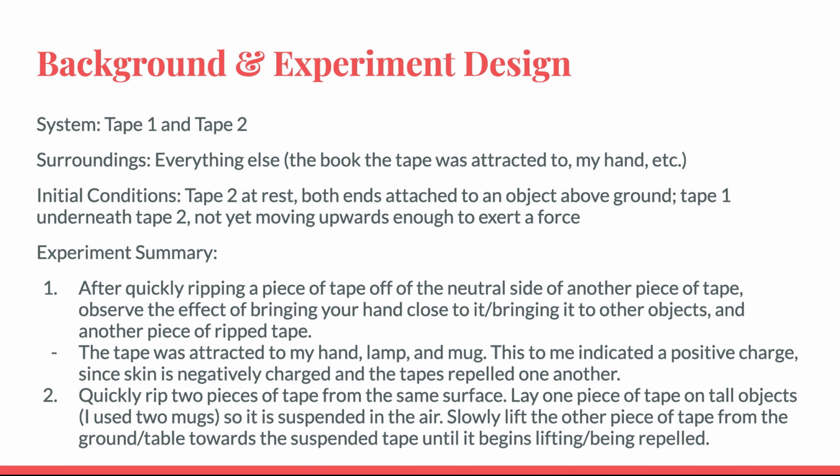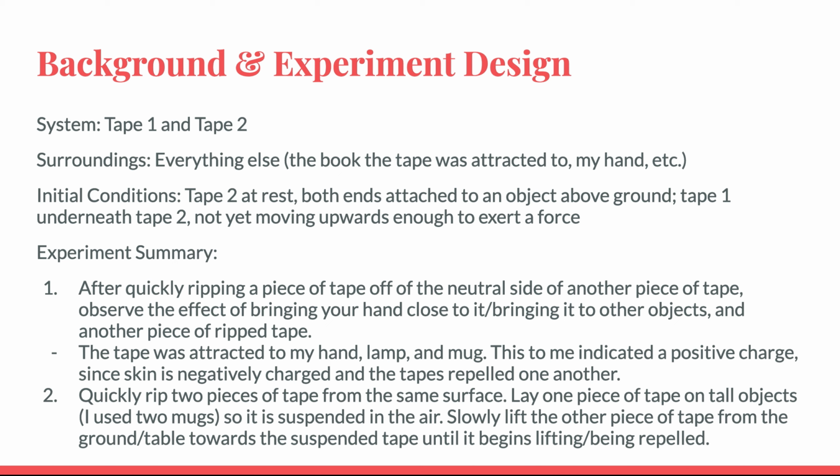Before we did the experiment between the two pieces of tape, we just ripped off one piece of tape from the surface, which was another non-sticky piece of tape on my table. So that was the surface that all of these tapes are being ripped off of. After it's ripped off of the surface, we wanted to see its properties by seeing if it was attracted to my hand, other neutral objects like a mug or a candle, and then finally how it reacted to another piece of ripped tape. It was repelled by the other piece of ripped tape, and this indicated a positive charge for me because I knew that skin is negatively charged and that the tapes repelled one another, so it was likely that the tape lost electrons in the process of being ripped.